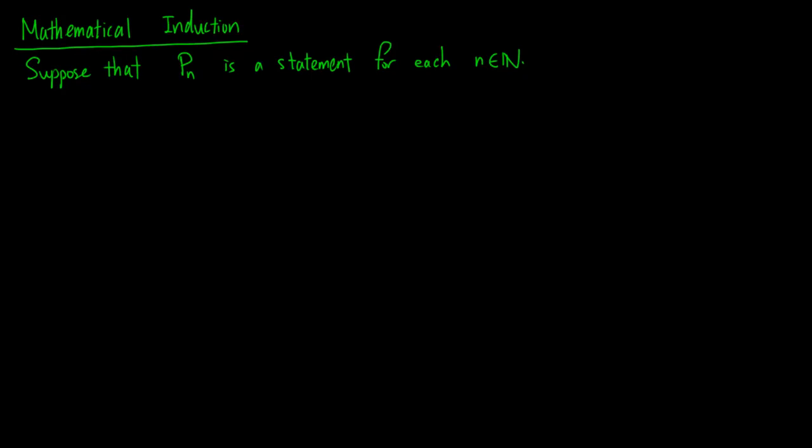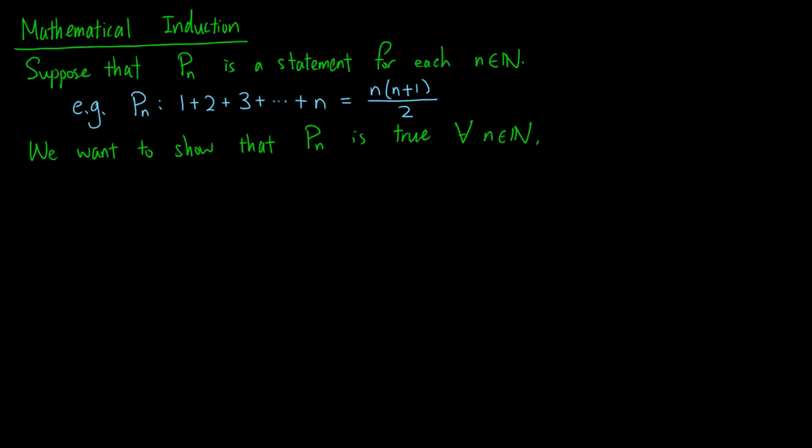We have introduced a number of proof techniques in the past videos, but there is one which is extremely useful that we haven't mentioned until now. It is mathematical induction. We consider statements Pn for each positive integer n. An example is 1 plus 2 plus 3 plus all the way to n equals n times n plus 1 over 2. We want to show that Pn is true for all positive integers n.